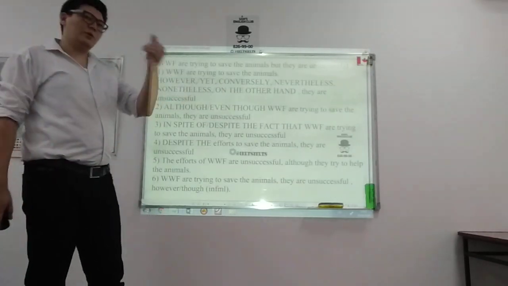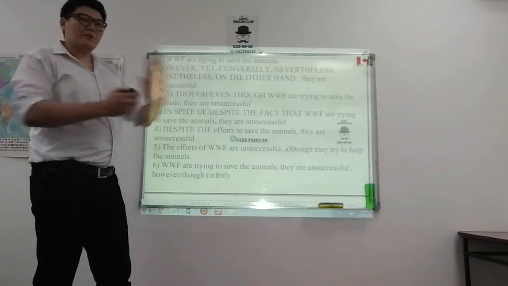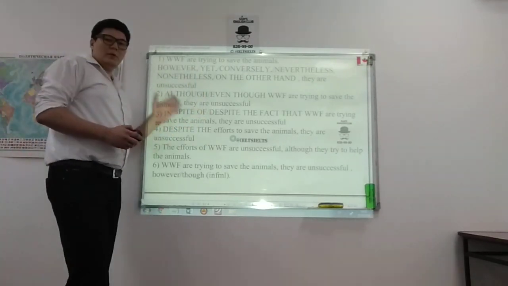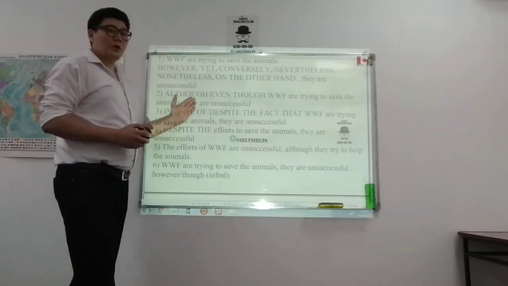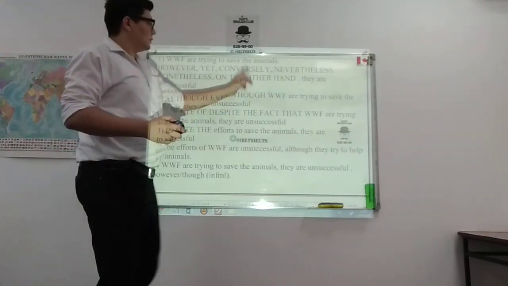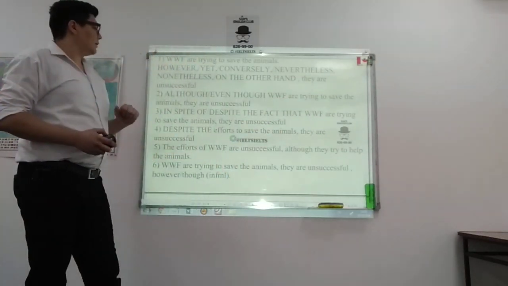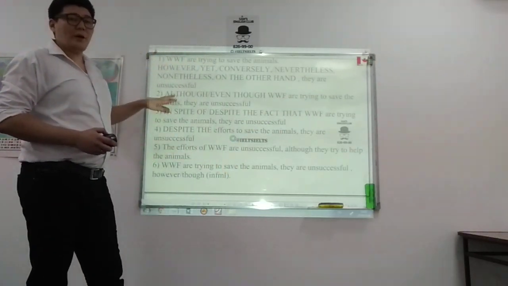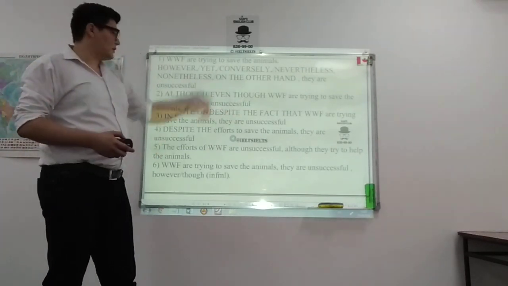Like I said, we could use but right in the middle. And here we will not change the position of the sentences. We will just put although in the beginning. So here we're going to say although. You can also say even though WWF is trying to save the animals, they aren't successful. You know how to translate although? Yes, that's right. You can say even though, it's the same.